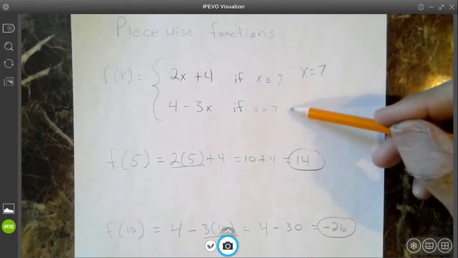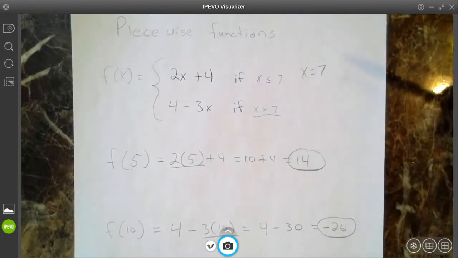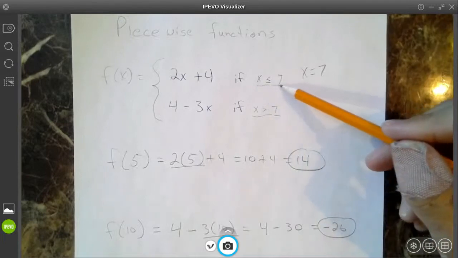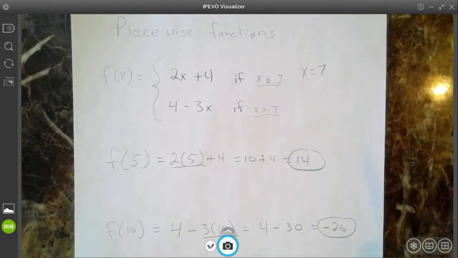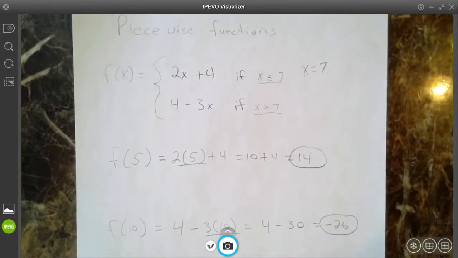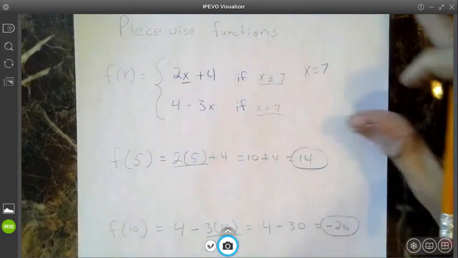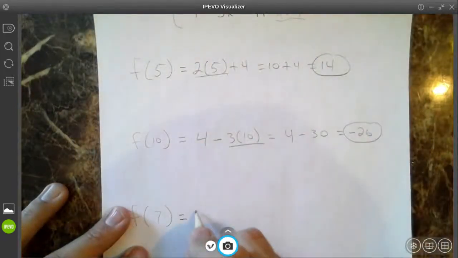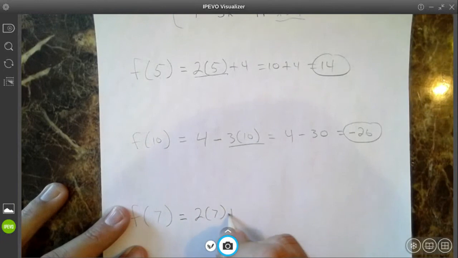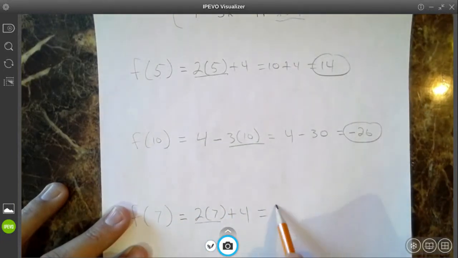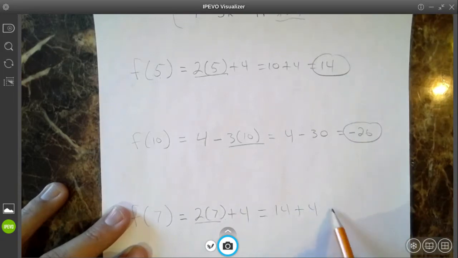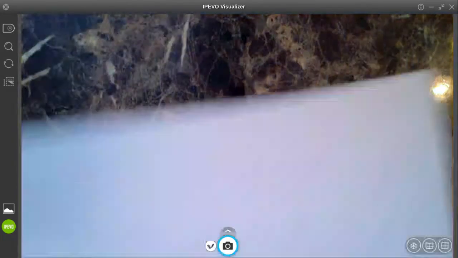x equals 7 is not this one. x is less than or equal to 7, so it falls into that category right there. We're going to plug in 7 for x. So it's 2 times 7 plus 4. 2 times 7 is 14, and then 14 plus 4 is 18. Moving on. That was easy.